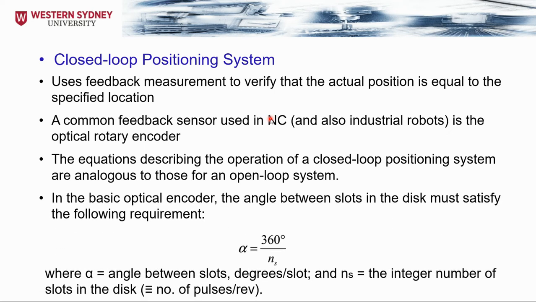The basic optical encoder equation is first finding the alpha value, which is the angle between the slots we have in the disk. Alpha is equal to 360 divided by the number of slots we have for that disk.